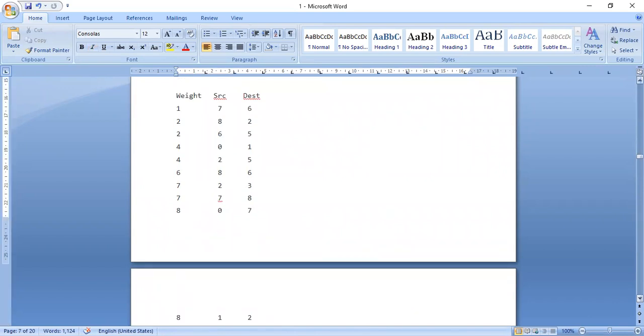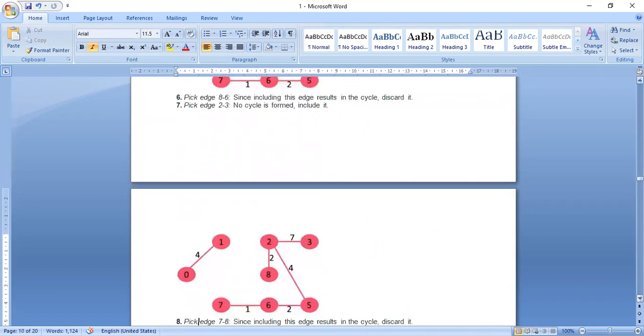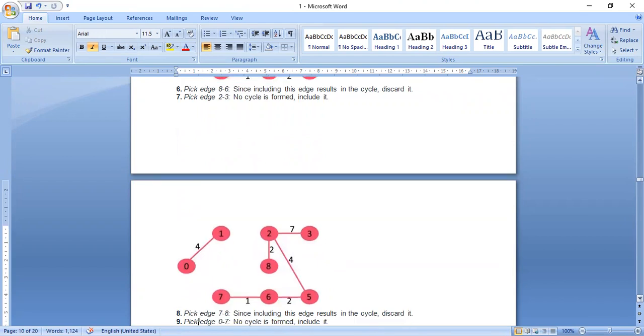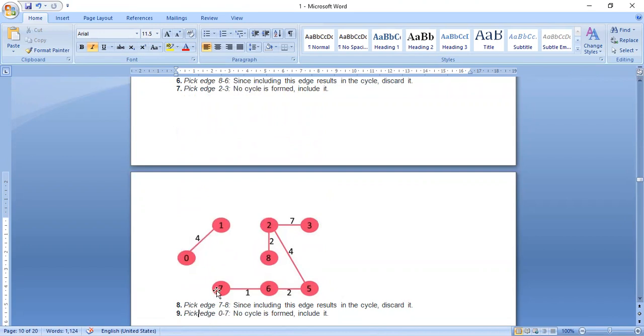Next, the weight is 7, and its source and destination are 7 to 8. If I add 7 to 8, I should see whether any cycle is forming. Yes. If I add the 7, 8 edge with weight 7, then a cycle is formed. So I will explain here. If I add it like this, what will happen?